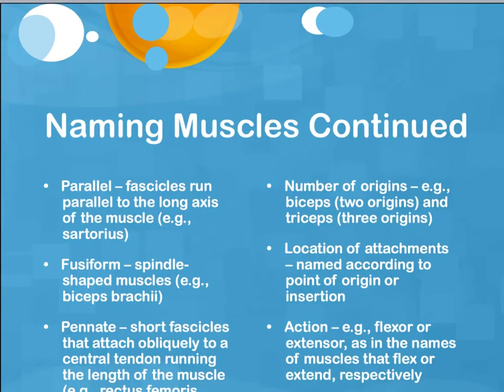Okay, so then we also have the shape and arrangement of the fascicles: are they parallel, or do they have spindle-shaped muscles? Different names for the fascicles. Then how many origins they have. So a bicep has 2 origins, tricep has 3 origins. The location of the attachments, so at the point of insertion or origin, so you pay attention to that when you're learning them. So you look at, okay, where does this attach to? So therefore, what's its name? And then also sometimes the action. So is it a flexor or an extensor or something along those lines?